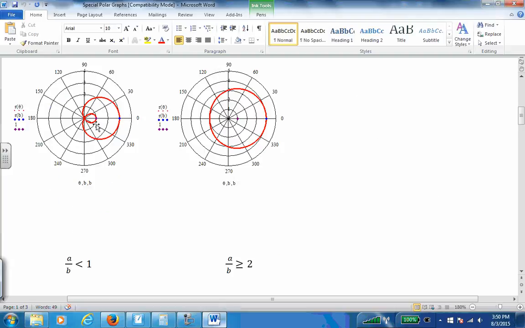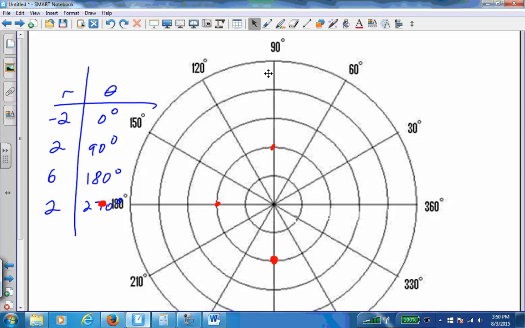So if our graph looks like this, notice the 2 points that are in line with each other, those correspond to the longest distance and then the tip. And then we also go through the origin. So if we translate this to this graph, our graph is going to look like this.